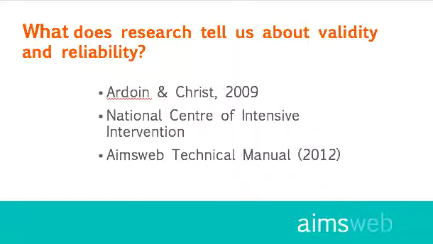In 2009, Ardoin and Christ compared DIBELS and Aimsweb and their own research-created oral reading passage to evaluate the validity of each curriculum-based measurement. They found that the estimates of standard error were smallest from the research-created passage, followed by Aimsweb and then the DIBELS passage. So it seems that in the case of oral reading fluency, Aimsweb results hold more strength and validity than DIBELS.